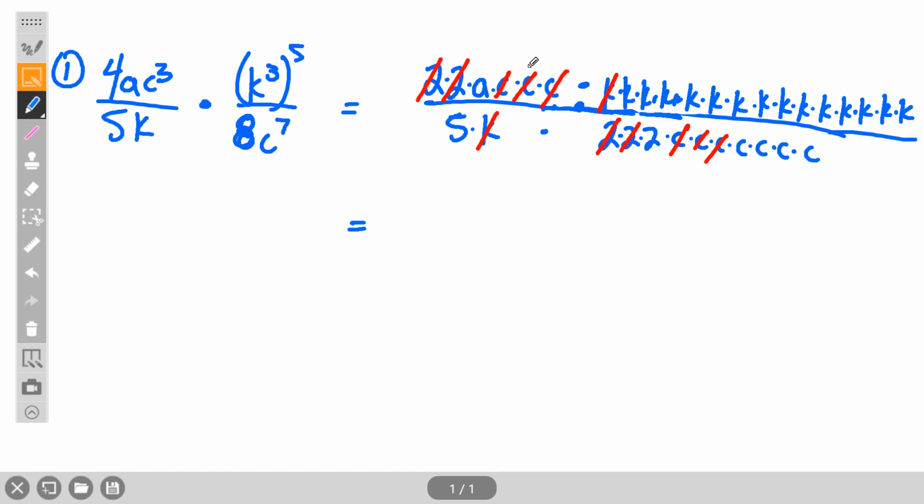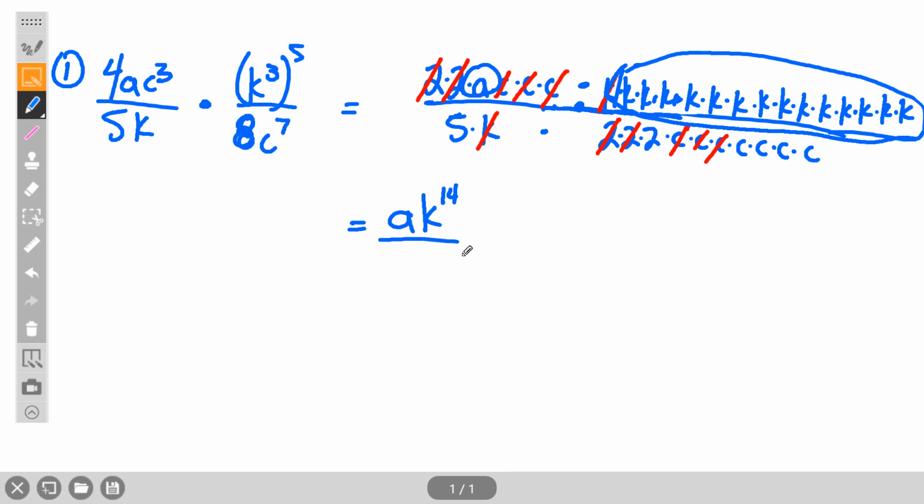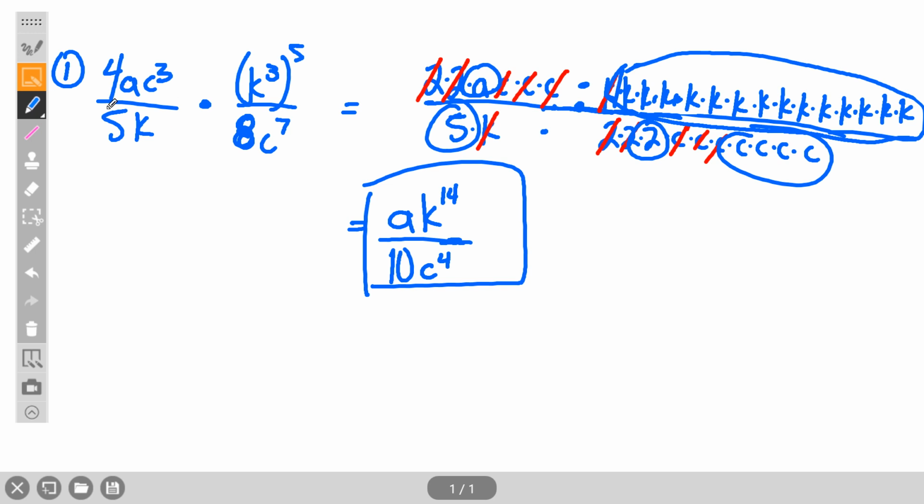So what we're left with in the numerator, we have an a, and we have all of these k's, should be 14 of them because we only canceled one of them. So in the numerator, I have a times k to the 14th power. In the denominator, I have a 5, I have a 2, and I have 4 c's. So what I have left here is 5 times 2, which is 10, c to the 4th. And that would be my simplified expression, and that's the value of these multiplied together.